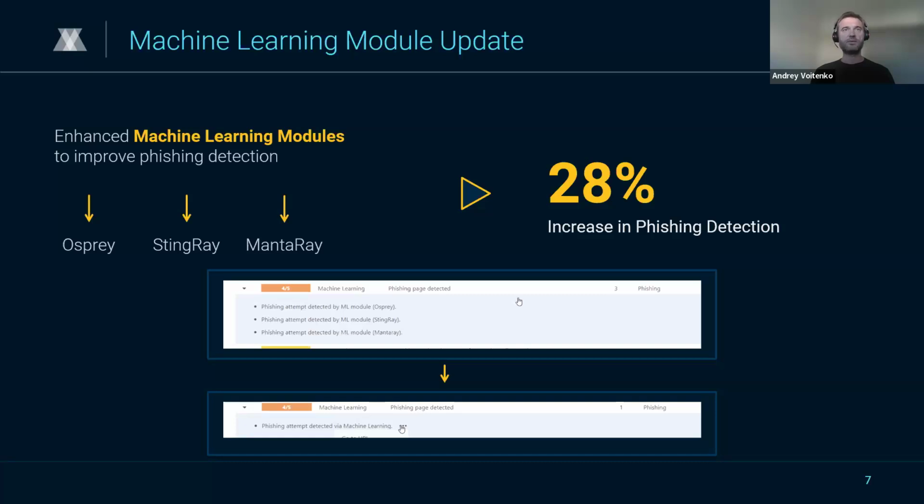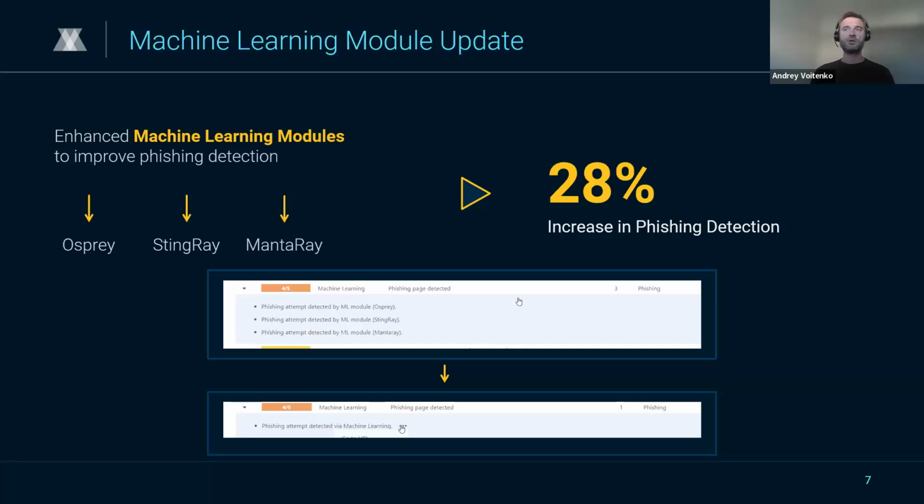Recently, we have added a new model called Mantaray, which allows you to get even better detection of URLs and detect phishing even more precisely. We calculated that in the first months we see a 28% increase in phishing detection efficacy, which is quite a lot, especially for unknown phishing.